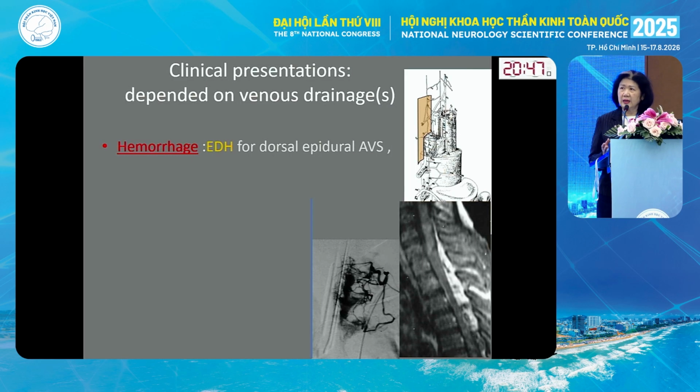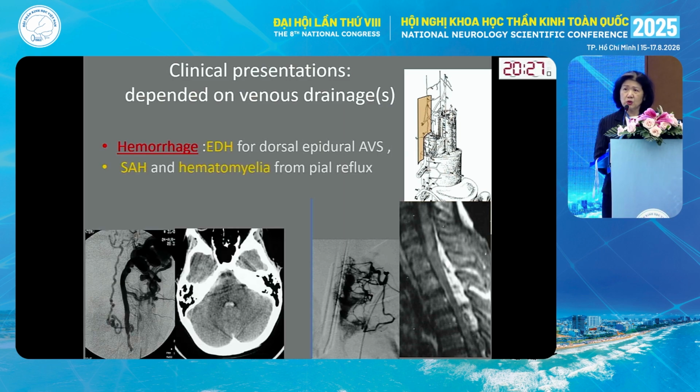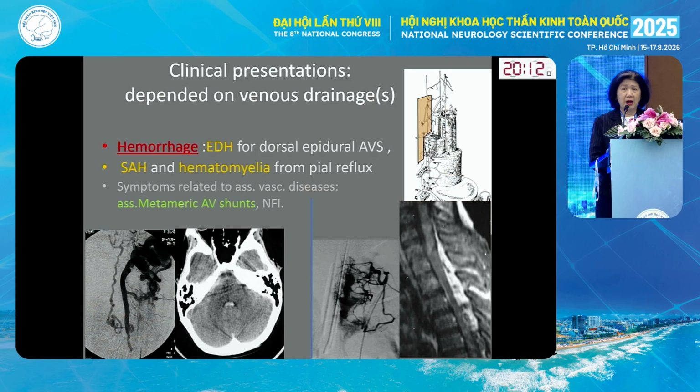If you have seen a recurrent epidural hemorrhage, check whether you are facing a dorsal epidural shunt. If you have a chance to embolize or stop the shunt, you can stop the recurrent hemorrhage for the patient. This group can also present with subarachnoid hemorrhage when the shunt drains directly into intradural veins. So if you have a subarachnoid hemorrhage and you cannot find the cause in the brain, think about it.